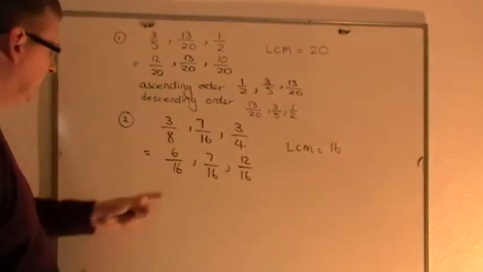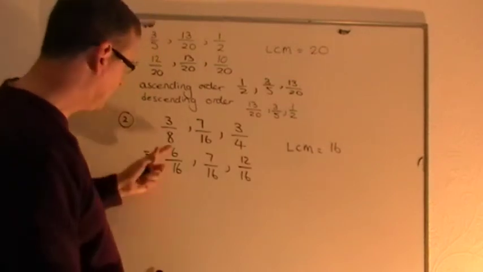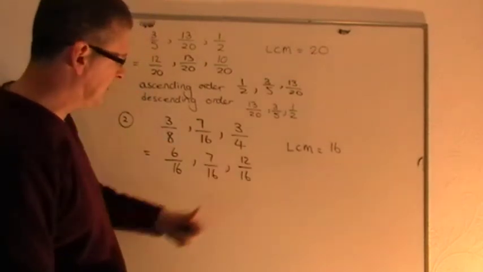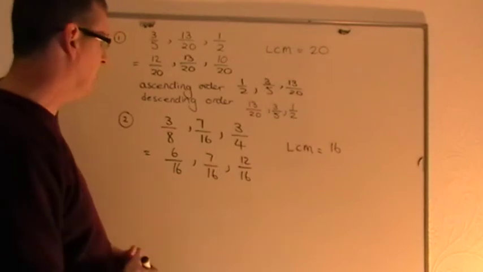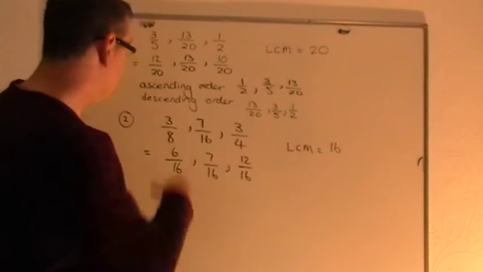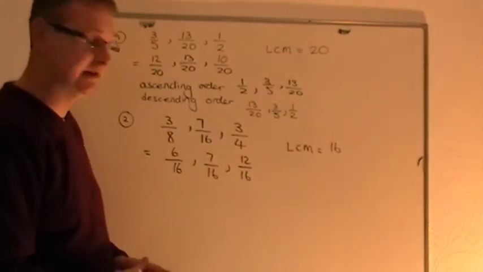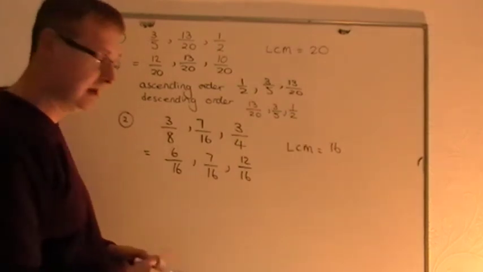And you can see immediately, the three of them now are very easy to compare in size. 6/16 is the smallest, 12/16 is the biggest. So if you want to put it in ascending order, it's exactly as it is. If you want to put it in descending order, you just reverse the order. Okay, and it's as simple as that. I won't bother writing this out, it takes too long.